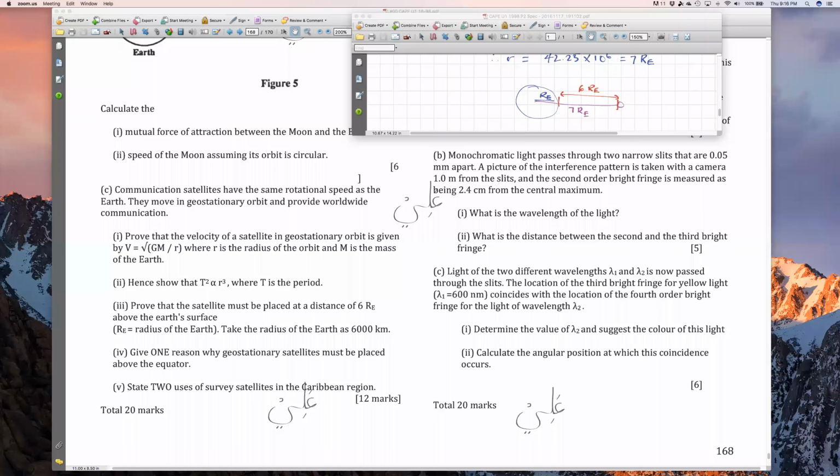So could you type in the chat box uses of survey satellites? We did it in class. Nobody remembers. Ooh.